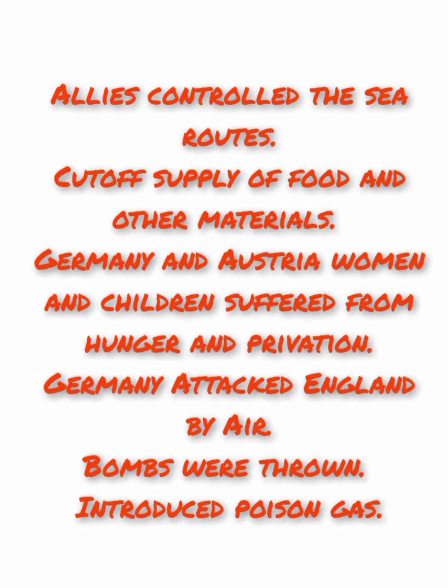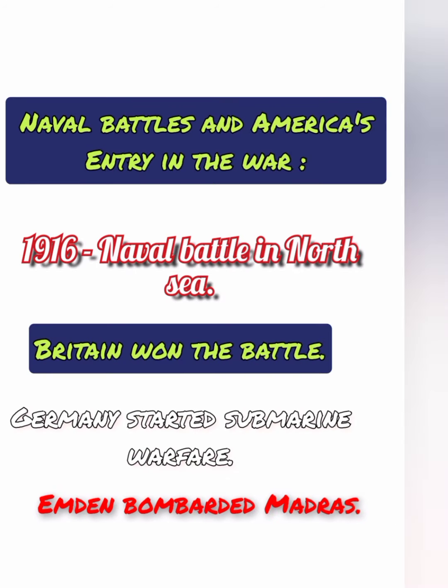Germany attacked England by air. Bombs were thrown and Germany introduced poison gases. In the year 1916, the naval Battle of Jutland had taken place in the North Sea. The British won the battle.